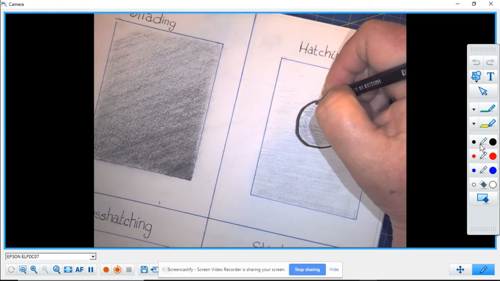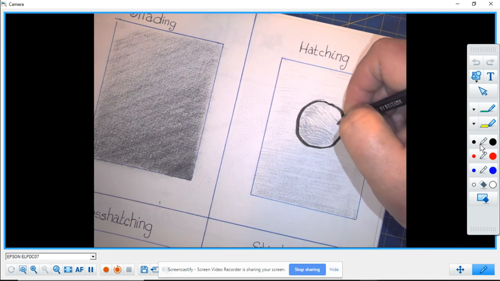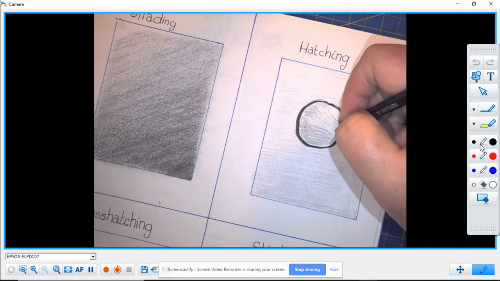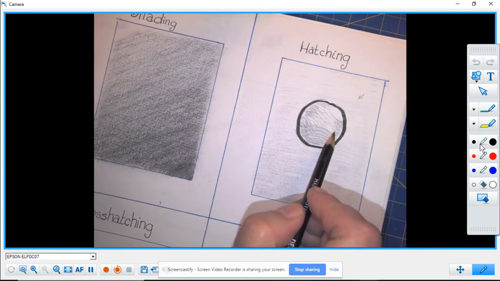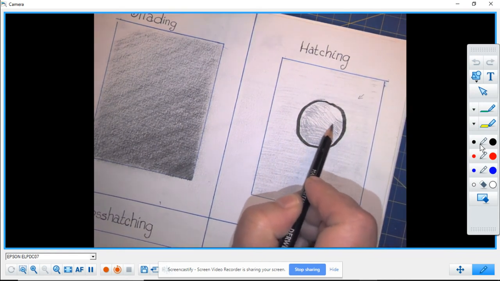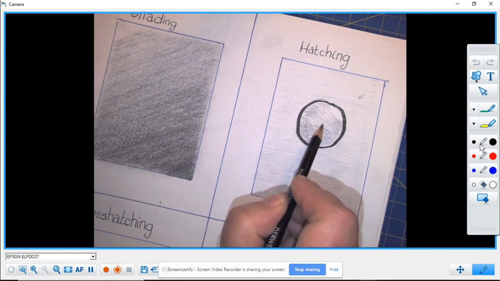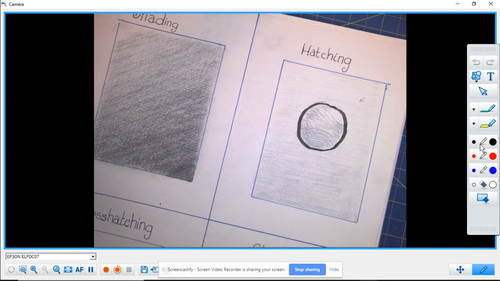So, again, work with as few lines as possible because you can always fill them in. It's much harder to go back and erase lines. So there we go. There's a sample very quickly of what a hatch looks like.